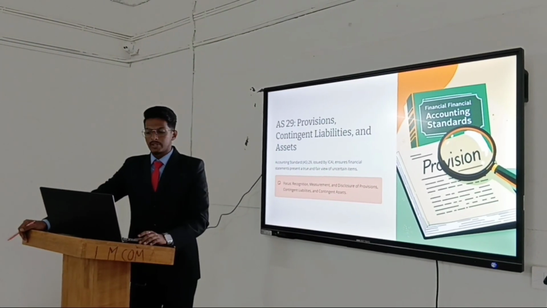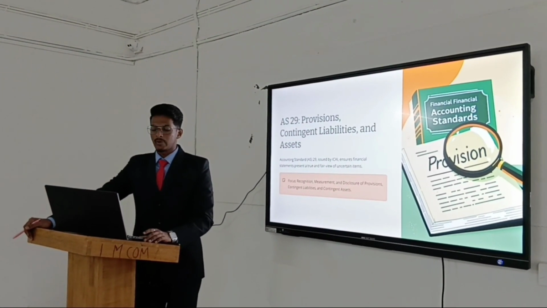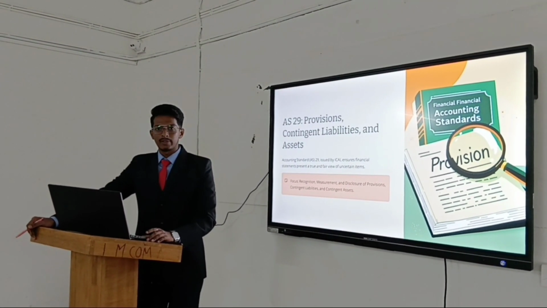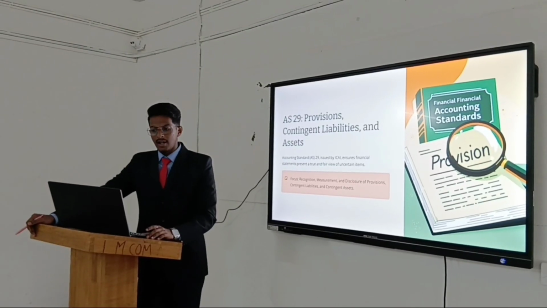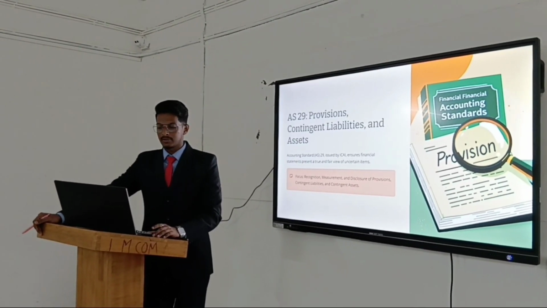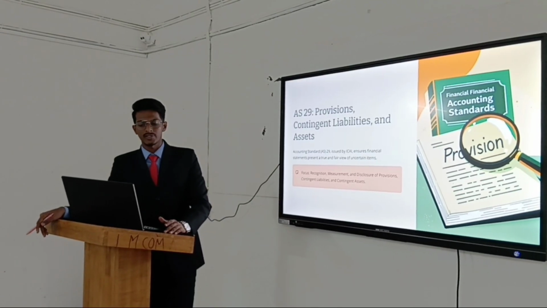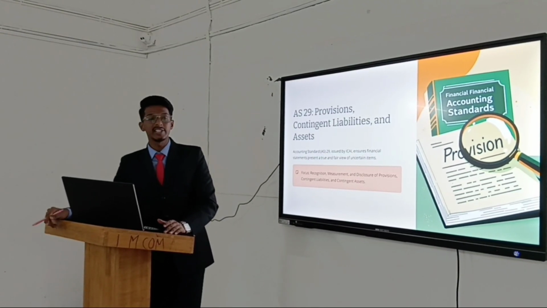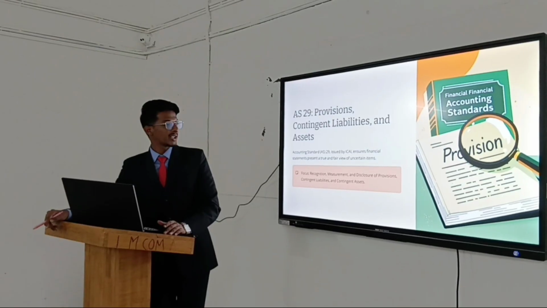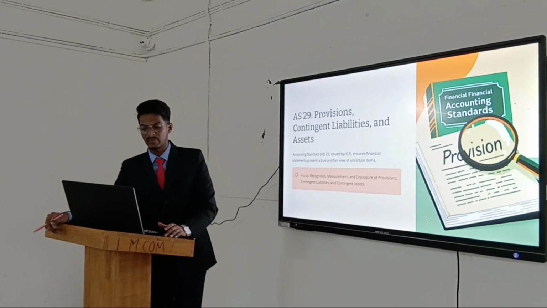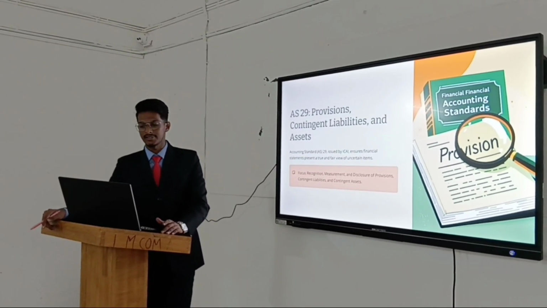In today's class, we're going to see the concept of provision under AS29. Before getting into the concept, let us go with an introduction. Accounting Standard 29, or AS29, was issued by the Institute of Chartered Accountants of India (ICAI), which deals with the recognition, measurement, and disclosure of provisions, also contingent liabilities and contingent assets.